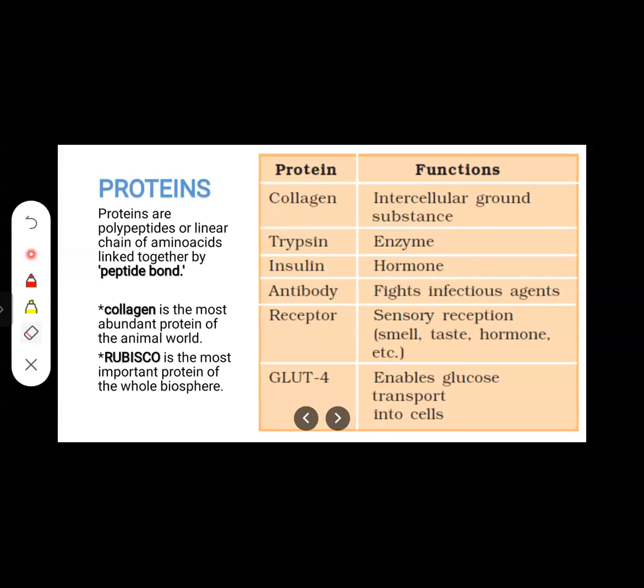And coming to GLUT4, it is also a receptor, which is present in the inner cells of the body. Sensory receptors are mostly external in nature, like the receptors present on the skin, which are touch receptors. Whereas GLUT4 is present inside the body, particularly the parts associated with the circulatory system. Now coming to the other one here, collagen is the most abundant protein of the animal world.